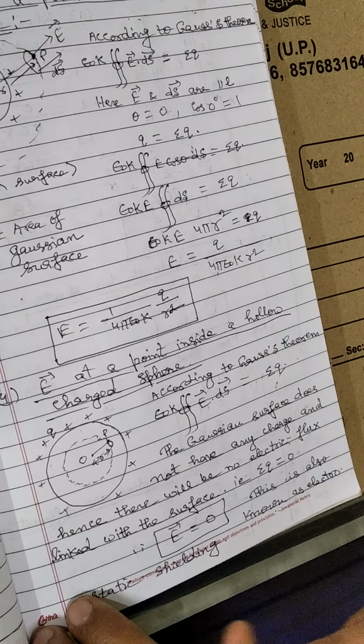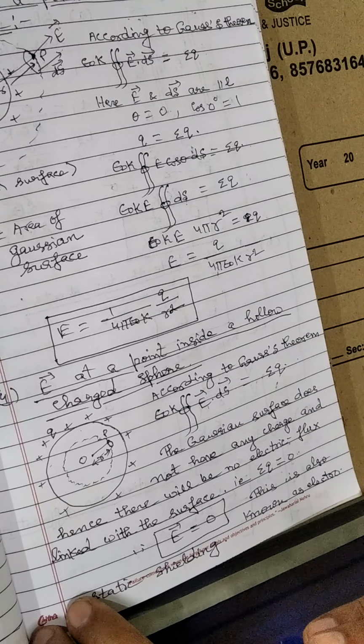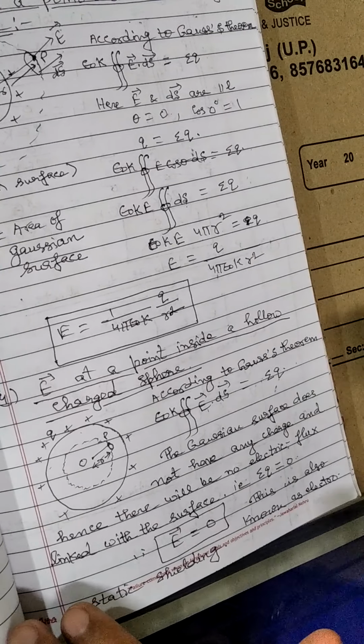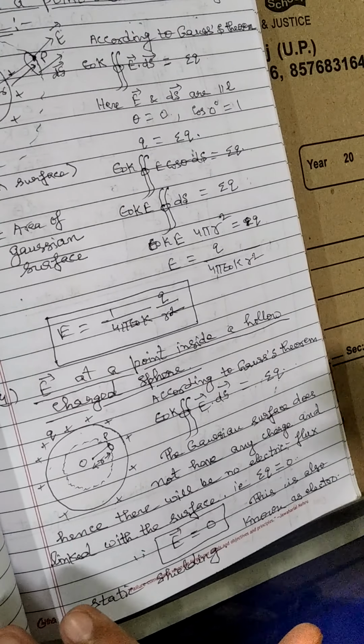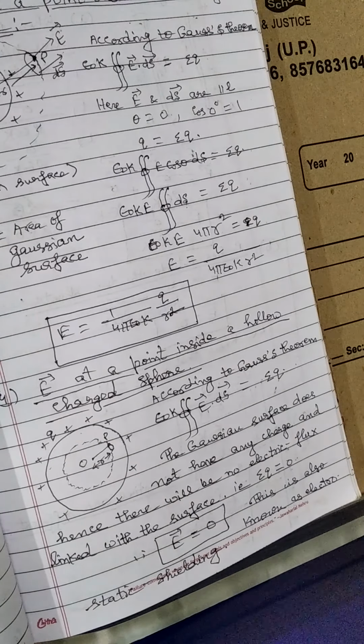A very common example in your book is that it will be safer for you to remain inside the car with lightning and thundering occurring, not to come outside and stand in front of any tree or outside, because when you are inside the car you will be safe because of the electrostatic shielding, and the electric field inside the car is 0.